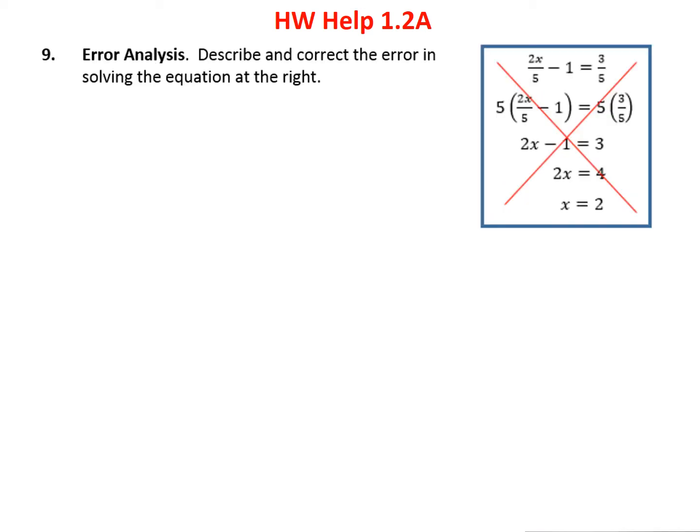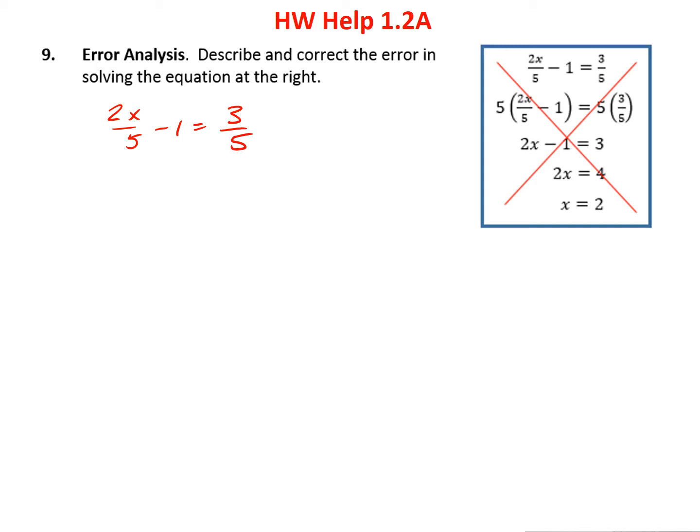Problem 9 shows us a solution to one equation that was done by one student in which there's an error, and it wants us to describe where the error is. Now, if you start off with the equation, one of the things the student did that was very smart was they didn't like fractions. So they said, let's get rid of the fractions, and one way to do that is to multiply everything by the common denominator of the fractions.